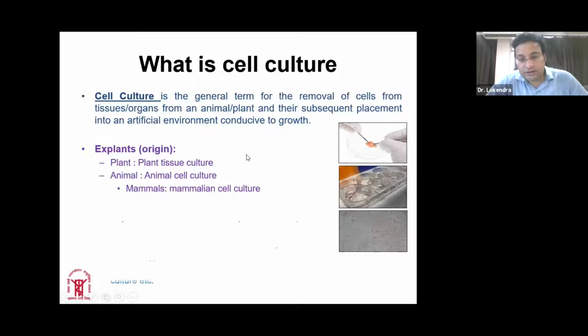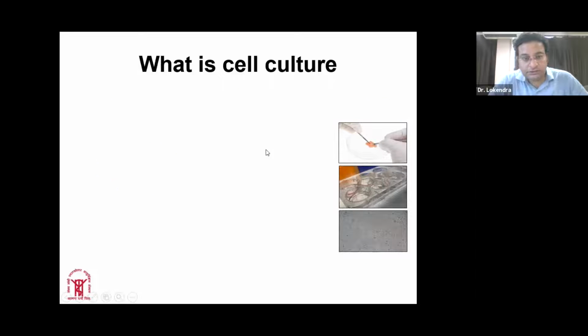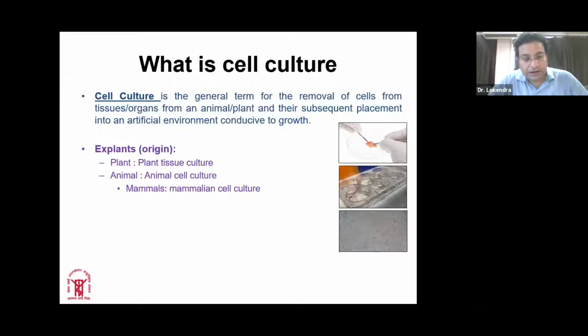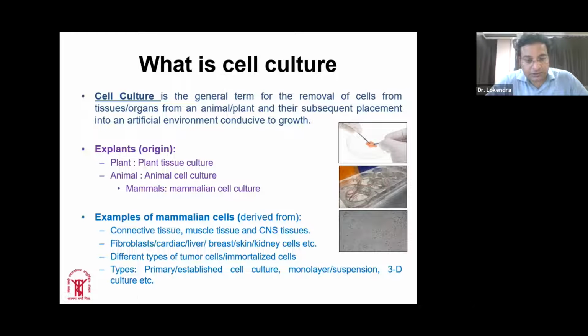So cell culture is a general term which is used for removal of cells from tissue and organs, and they are required to be in conditions conducive to their growth. Origin can be of different types, plant or animal. Depending on the type of origin, you can classify them as plant tissue culture or animal tissue culture. Mostly the cells which are cultured in biomedical laboratories are mammalian cells. They are isolated from a mammalian system. It can be from a patient or maybe from an animal. These are some examples of where the cells can be derived from, either from a tissue. Tissue can be of different types, for example, connective tissue, muscle tissue, or central nervous system tissue.